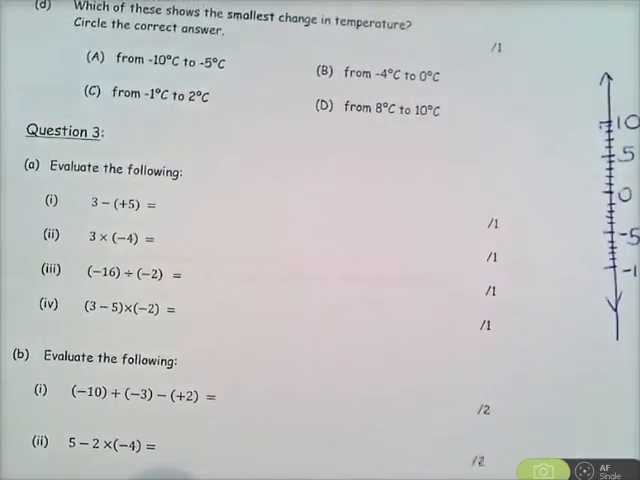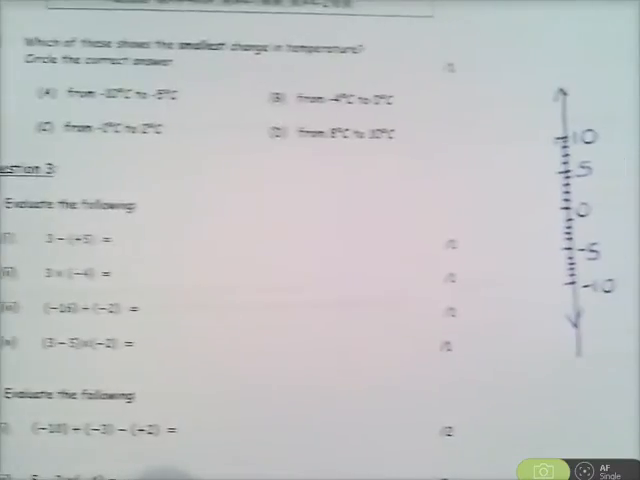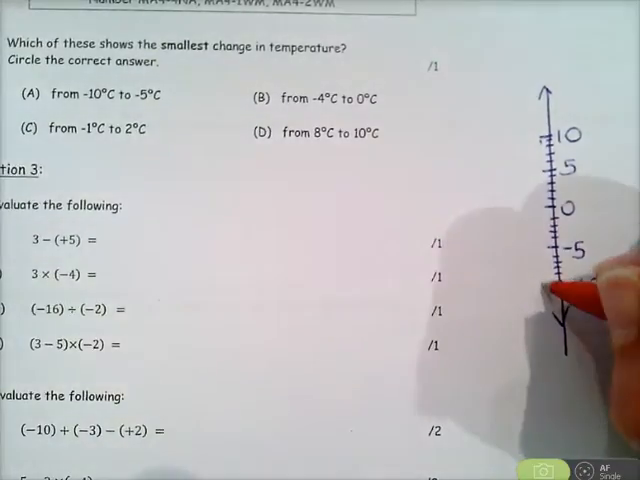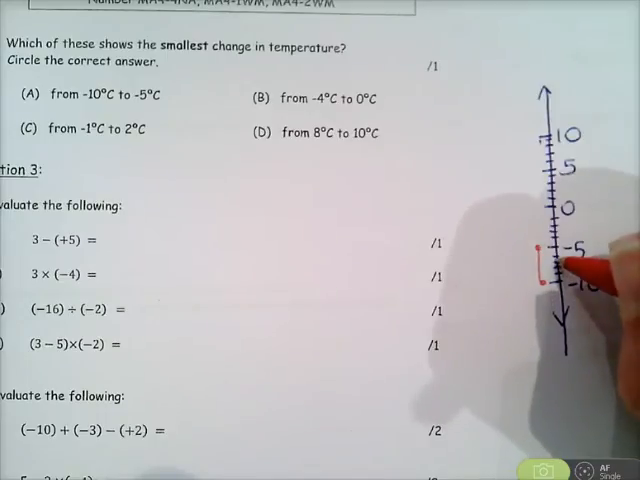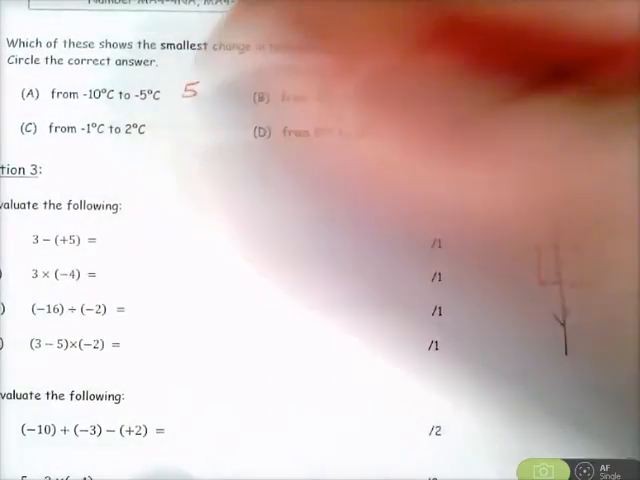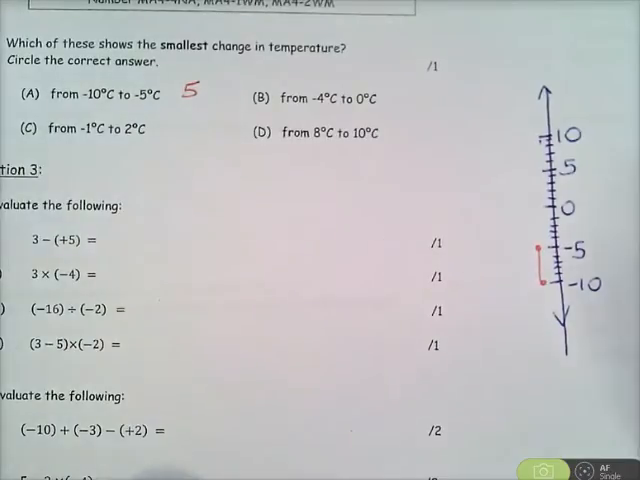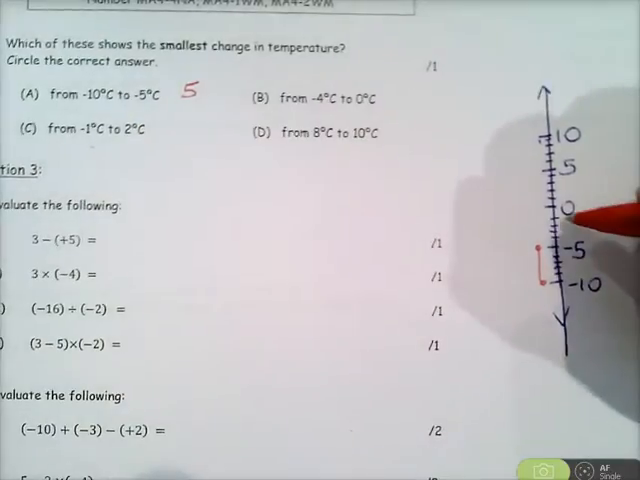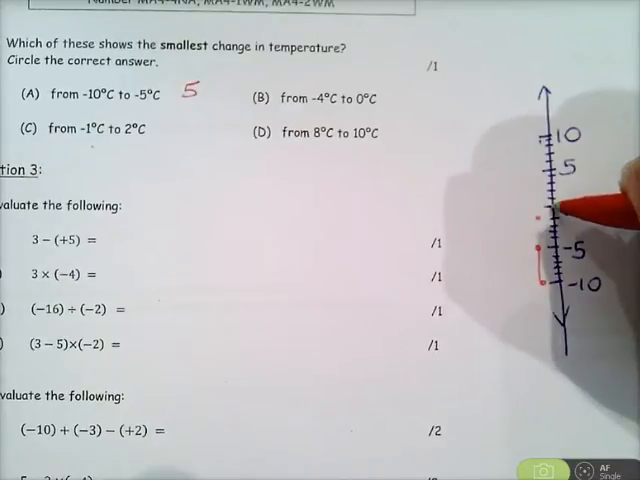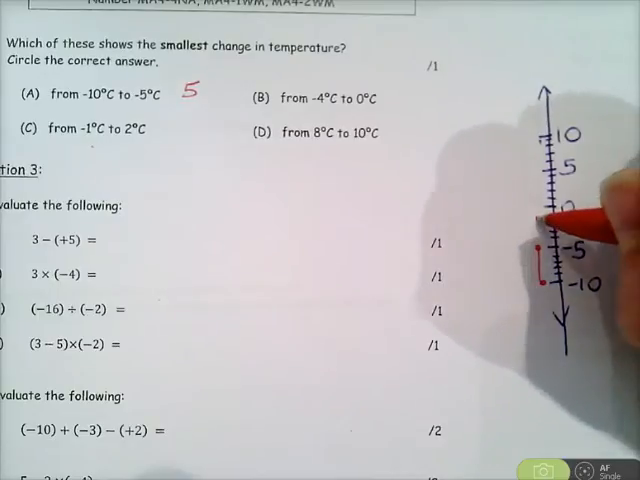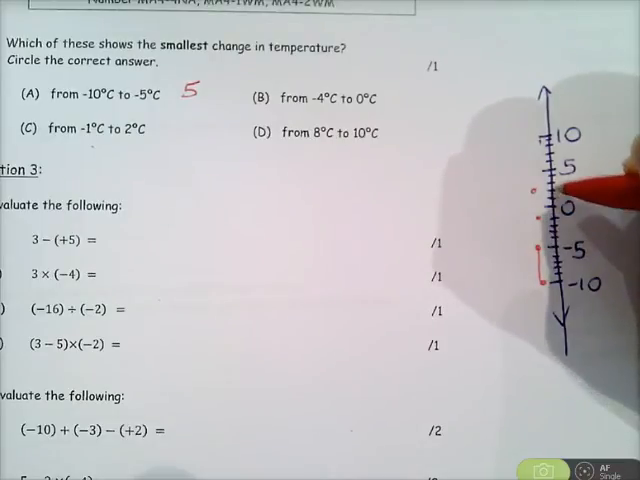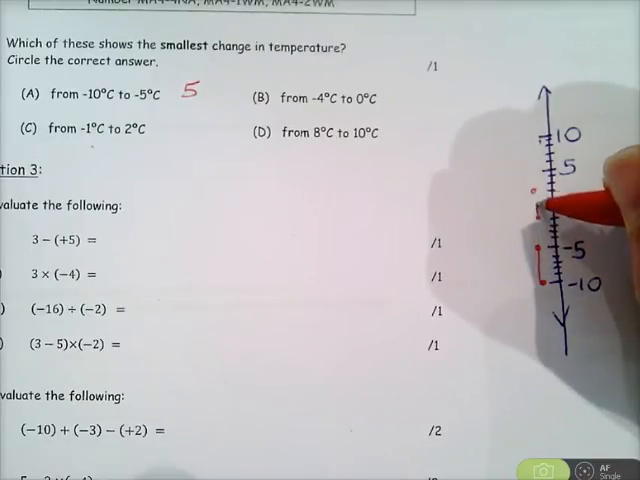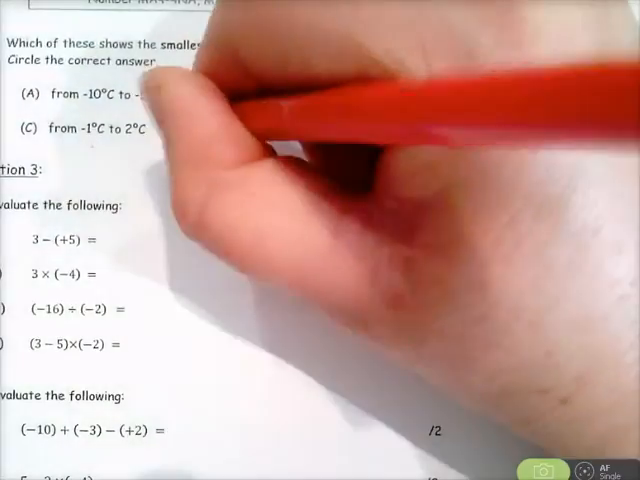Now, it says, which one shows the smallest change in temperature? First one is from -10 here up to -5. Now that's a jump of 1, 2, 3, 4, 5 units. So that's 5 units, or 5 degree change. Then this one down here is from -1, which is down here, because that's 0, -1, -2, -3, -4, -5. So I'm going from -1 to +2. Now +2 is up here, because I go 0, 1, 2. So I'm jumping 1, 2, 3. That's a 3 degree change.